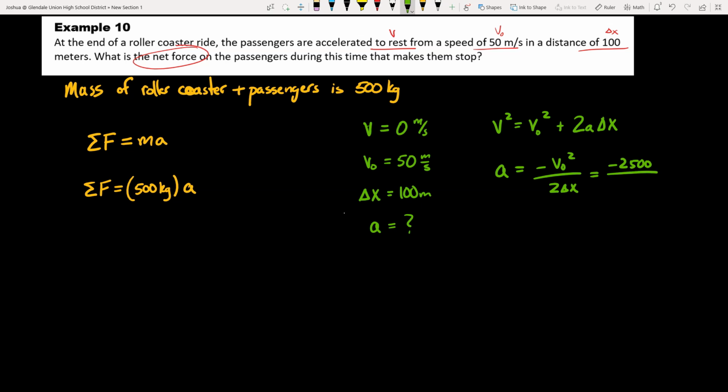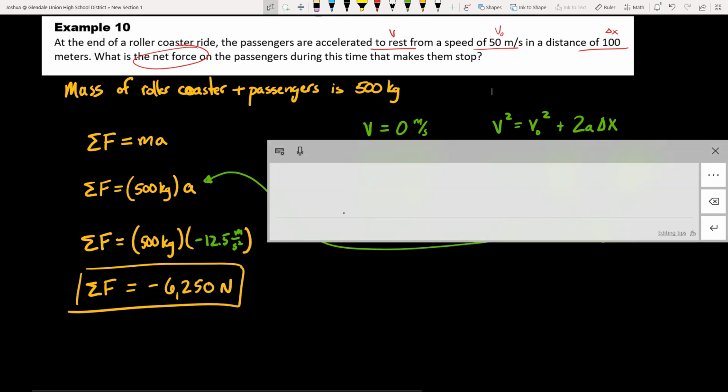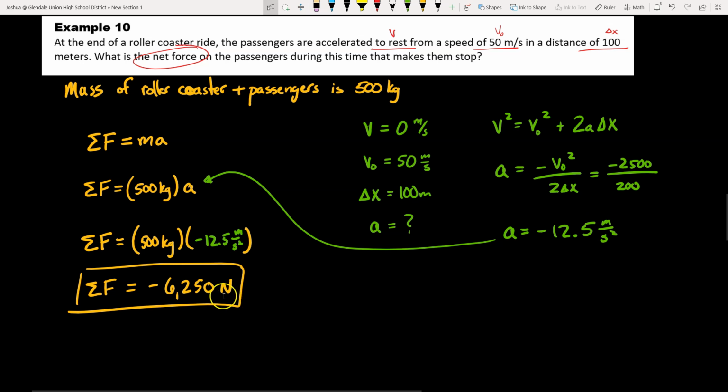So now it just becomes rearrange for acceleration. Plug everything in. So remember, that is not the final answer. The final answer is we need to take this acceleration. The whole reason we are trying to find it is so that we can plug it into Newton's second law. And once we have that, all we have to do is calculate and figure out what the net force is. And there you have that the net force is 6,250 newtons in the negative direction. So that means if the roller coaster cart was zooming to the right, there's more force to the left acting on that cart, causing it to slow down.